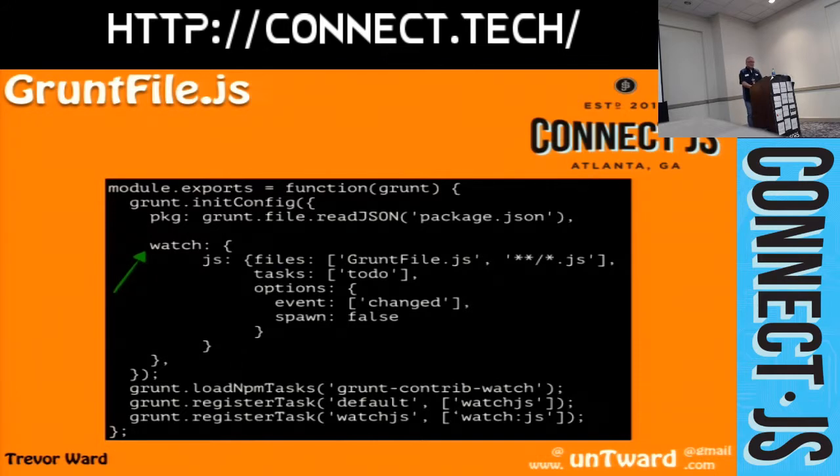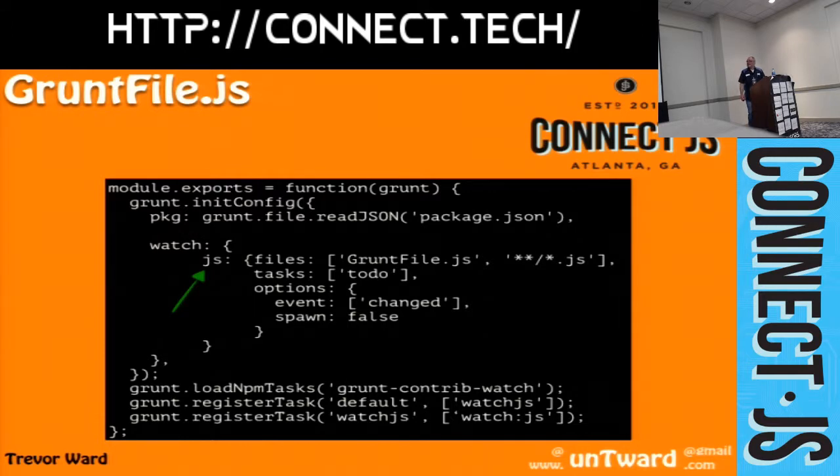Right. So, watch. We installed the grunt-contrib-watch module, and this is where we configure what we want it to do. Now, each module has an internal name, so for grunt-contrib-watch, it's watch, for JSHint, it's jshint, and stuff like this, and that would be your parent object element.